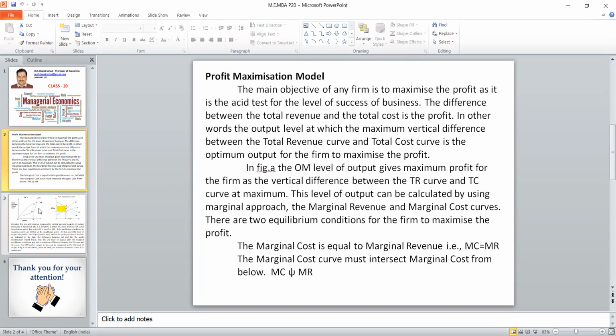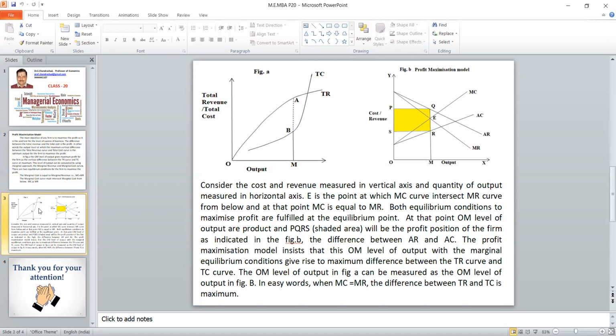For that, we have to draw two diagrams. The first diagram is total revenue and total cost. Total revenue is nothing but our law of variable proportion. There is one TP line, and that particular line is total revenue, price into quantity. In some books it is a 45-degree line, but actually the curve will be like that because of the product life cycle. So we draw TR.